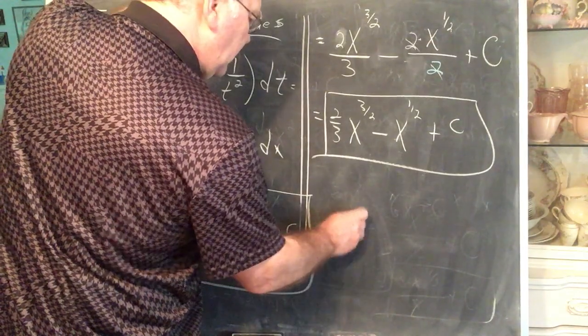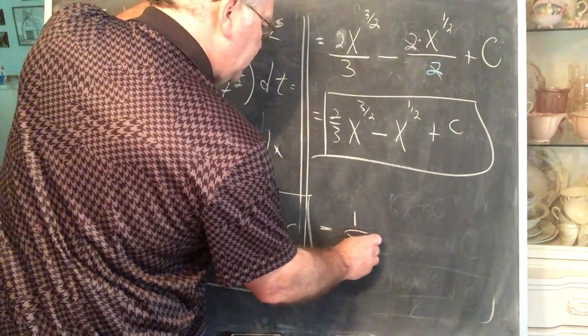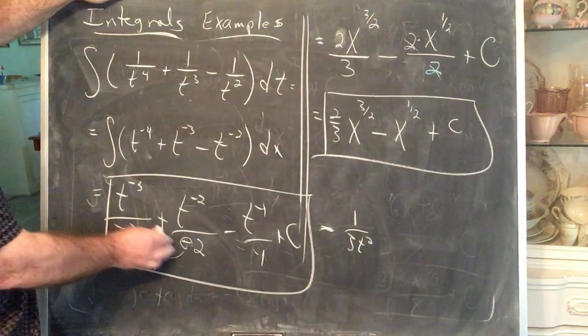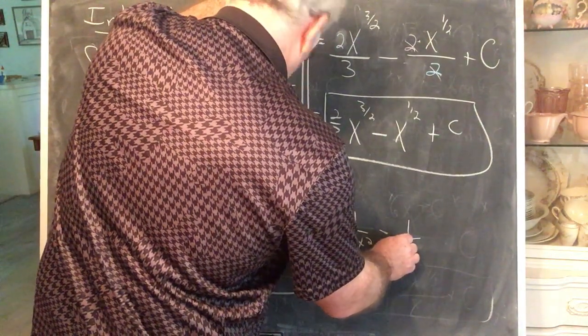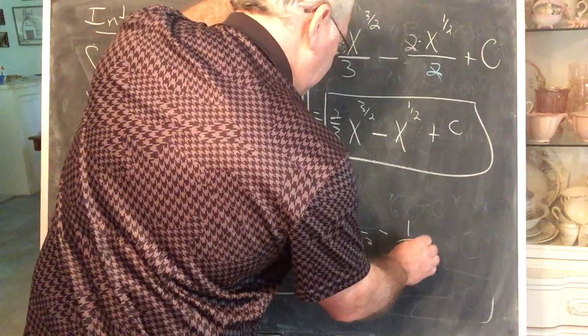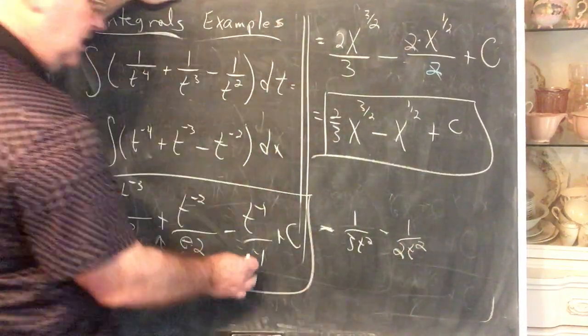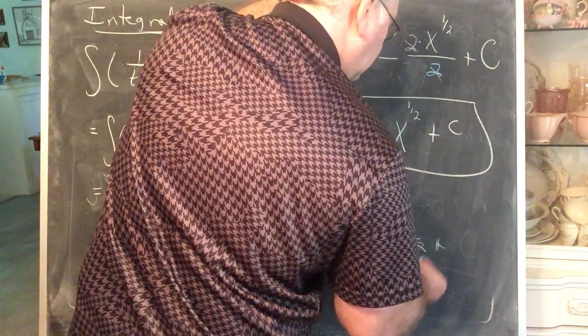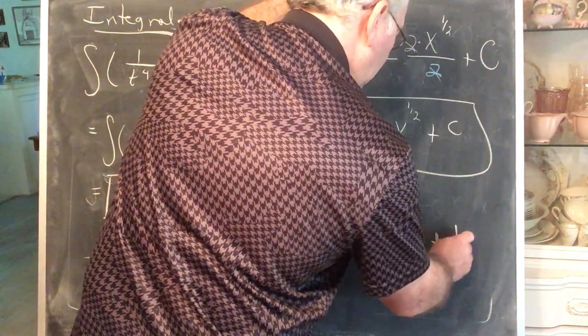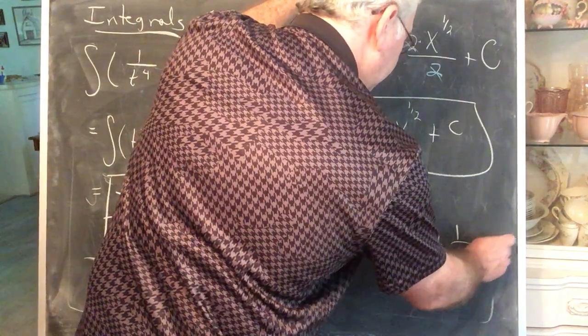Negative 1 over 3 t to the second. This becomes negative 1 over 2 t to the second. This becomes positive 1 over t to the first.